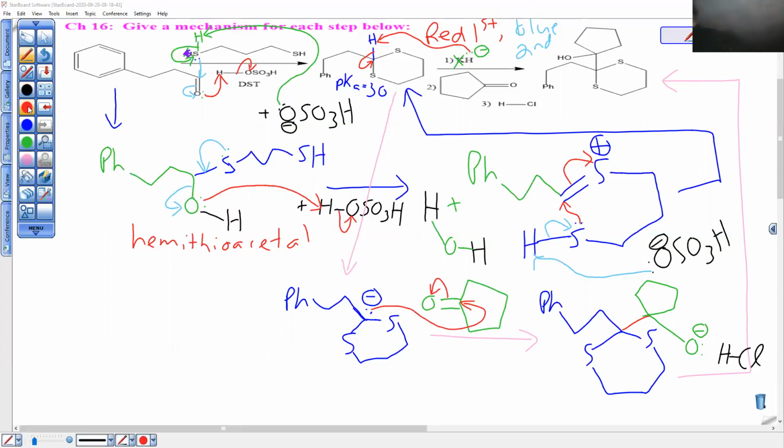Step 3. And you have this intermediate here. Oh, why do I say intermediate? It looks like a product. Well, later on, we're going to do stuff with it.